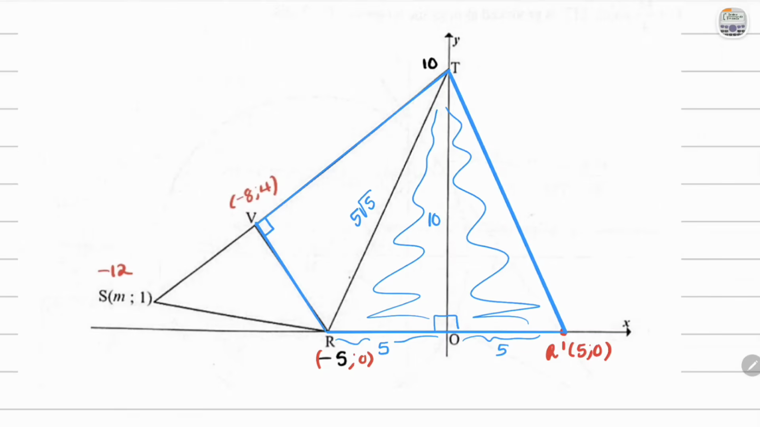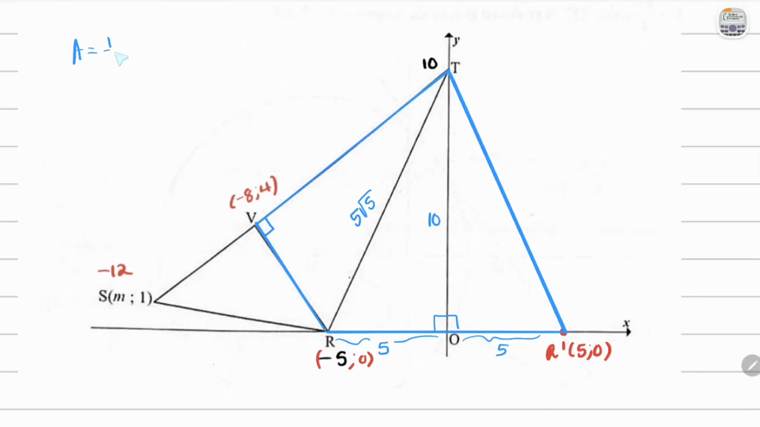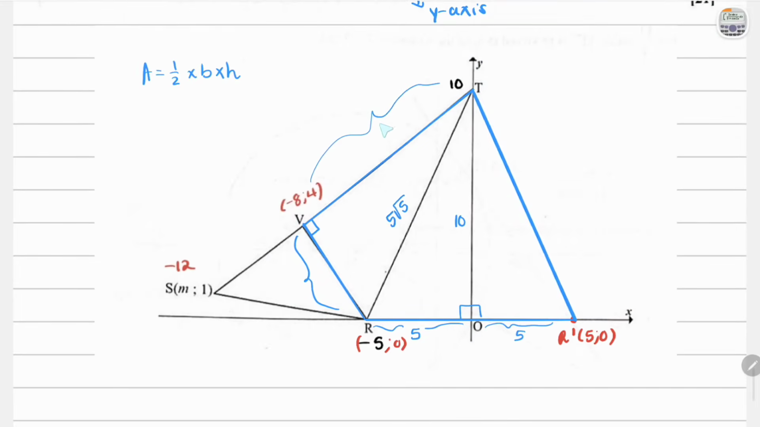To find the areas of these triangles, it's quite simple because they're already right angle triangles. So we can just use the equation that area is equal to a half multiplied by your base multiplied by your height. So in all these triangles, we need their bases and heights. Here, we don't have the height or the base. Here we've got the base and the height. Here we just need the base first, and then we also need the height, of course. So we just have to focus on these two.